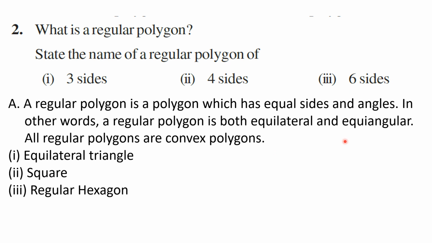And six sides, we call it a hexagon. But if it is a regular hexagon, if it has all the sides equal and all the angles equal, then we simply call it a regular hexagon, regular pentagon, regular heptagon, regular nonagon, regular decagon, regular octagon, like that. Octagon means 8 sides, nonagon means 9 sides, decagon means 10 sides.